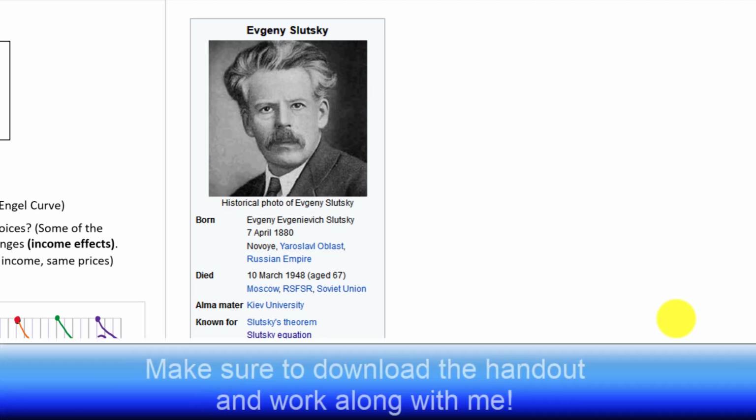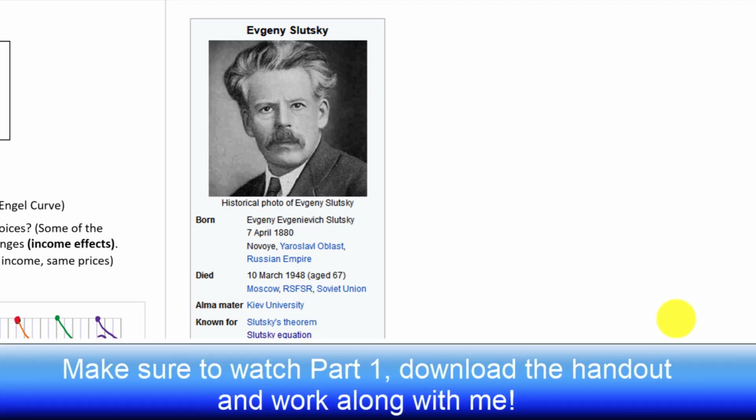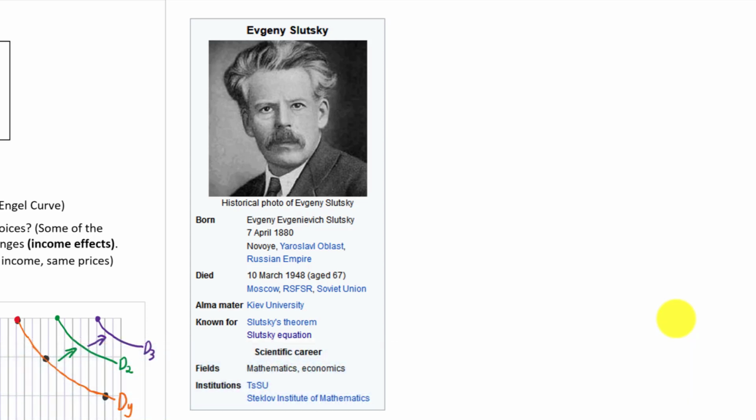Yevgeny Slutsky. Yevgeny Slutsky is the person who used some fancy mathematics in order to show us how we can break apart income and substitution effects. The income effect is the part of a decrease in the purchase when a price goes up because you feel poorer, because your opportunity set has decreased, and the substitution effect is the part that's because the opportunity cost of the two goods has changed.